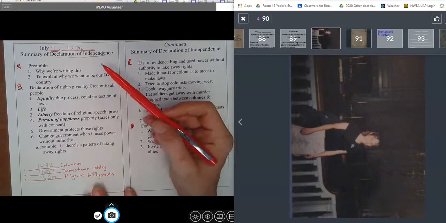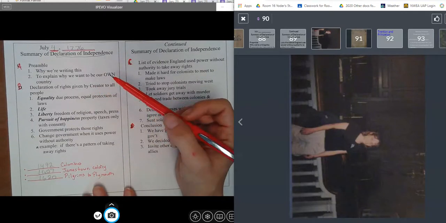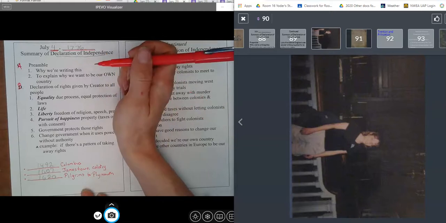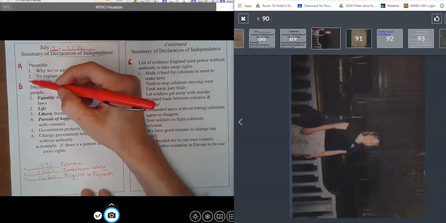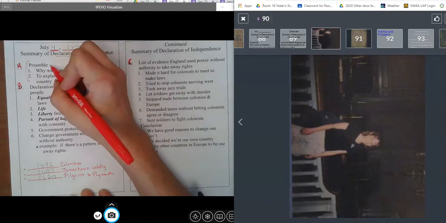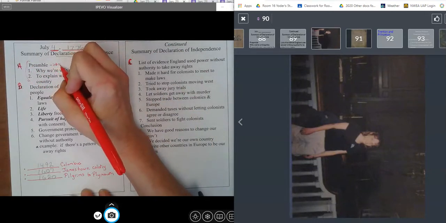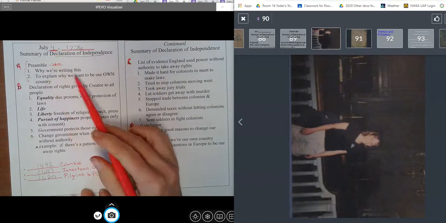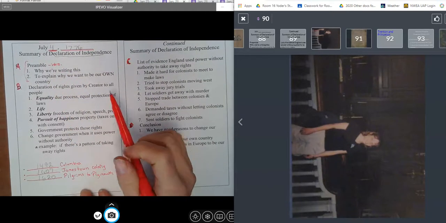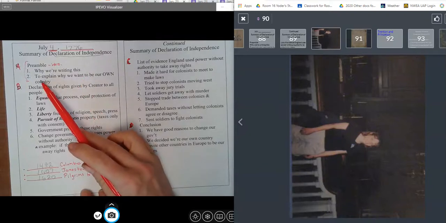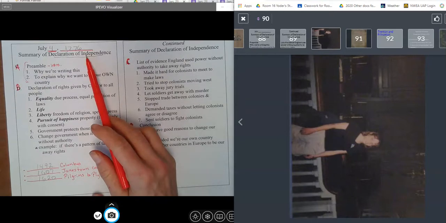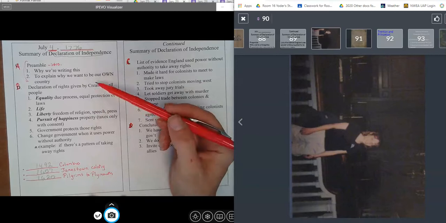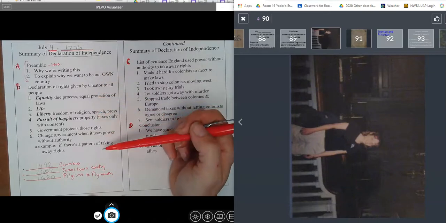All right, so what did the Declaration of Independence say? Well, it started with a preamble. All right, so the preamble is the introduction. Intro. The preamble told why the Declaration of Independence was being written. And basically it said we want to explain why we want to be our own country, why we want to be independent of England. The next section was longer.